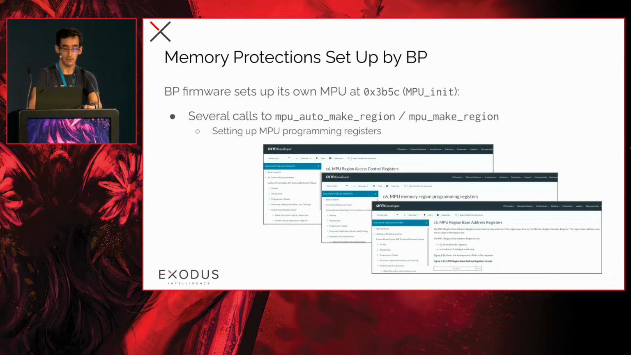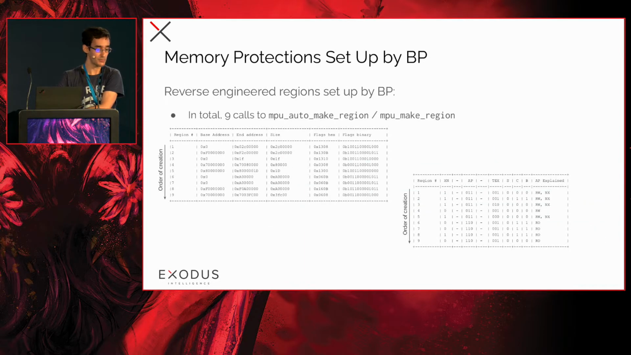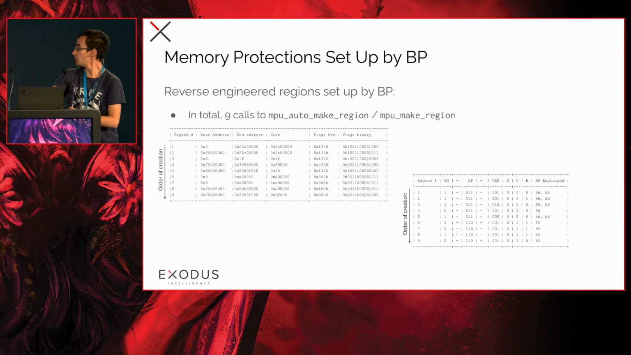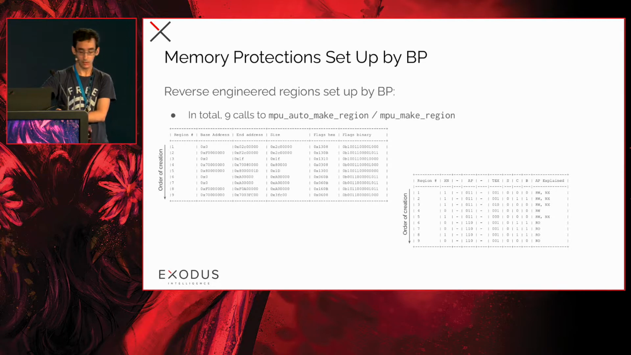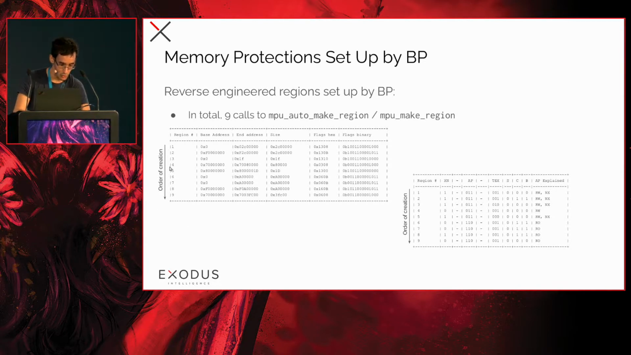It turns out that the baseband firmware sets its own MPU at the function MPU_init. And this is done by several calls to MPU_make_region, which, if we reverse engineer them, turn out to be programming the MPU registers. I reverse engineered these calls, and it turns out that there are 9 of them, and these are the memory regions that are defined with the respective protection flags. Specifically, we have issues with region number 6, region number 7, and region number 8.